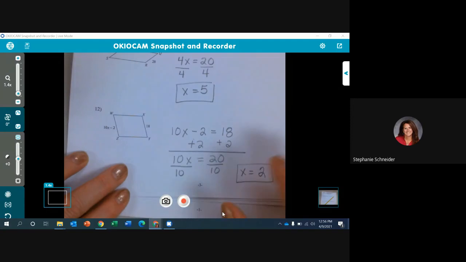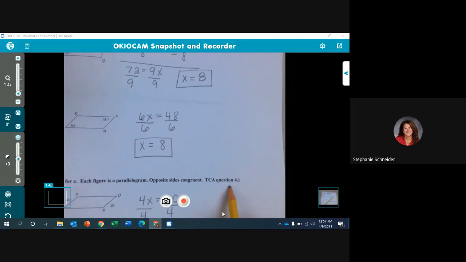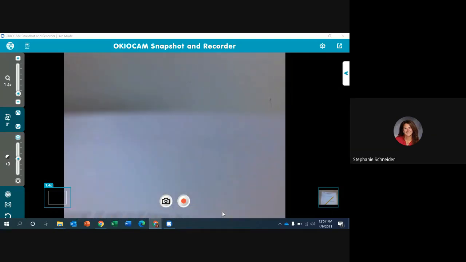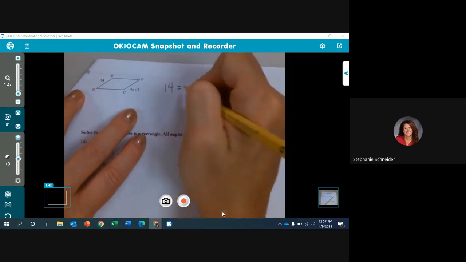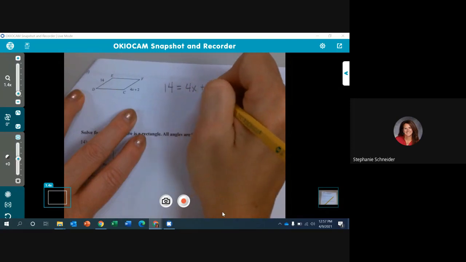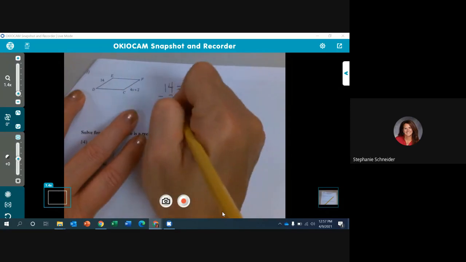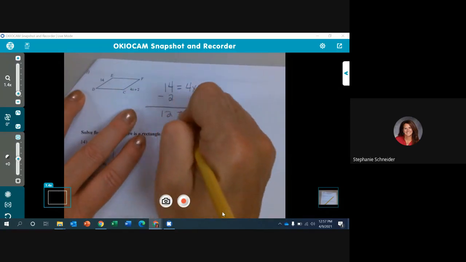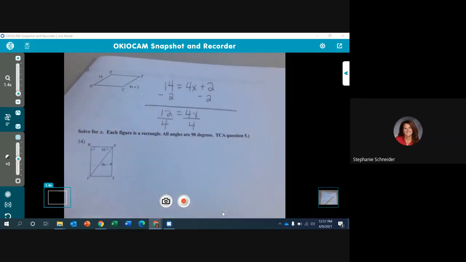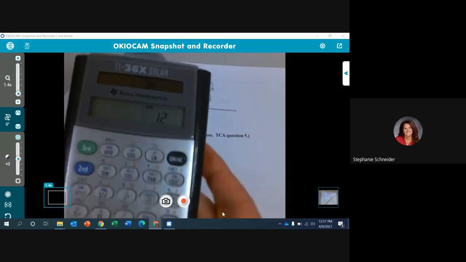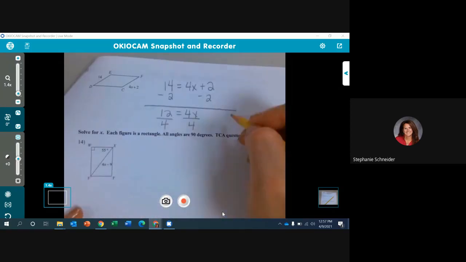All right. Let's do the last one having to do with this section. So again, this had to do with question 4. Okay, and for question 4, same thing. 14 is going to equal 4x plus 2. We're going to subtract 2 on both sides, and we get 12 is equal to 4x. Divide both sides by 4. Okay, and then we get 12 divided by 4, and we get x is equal to 3.